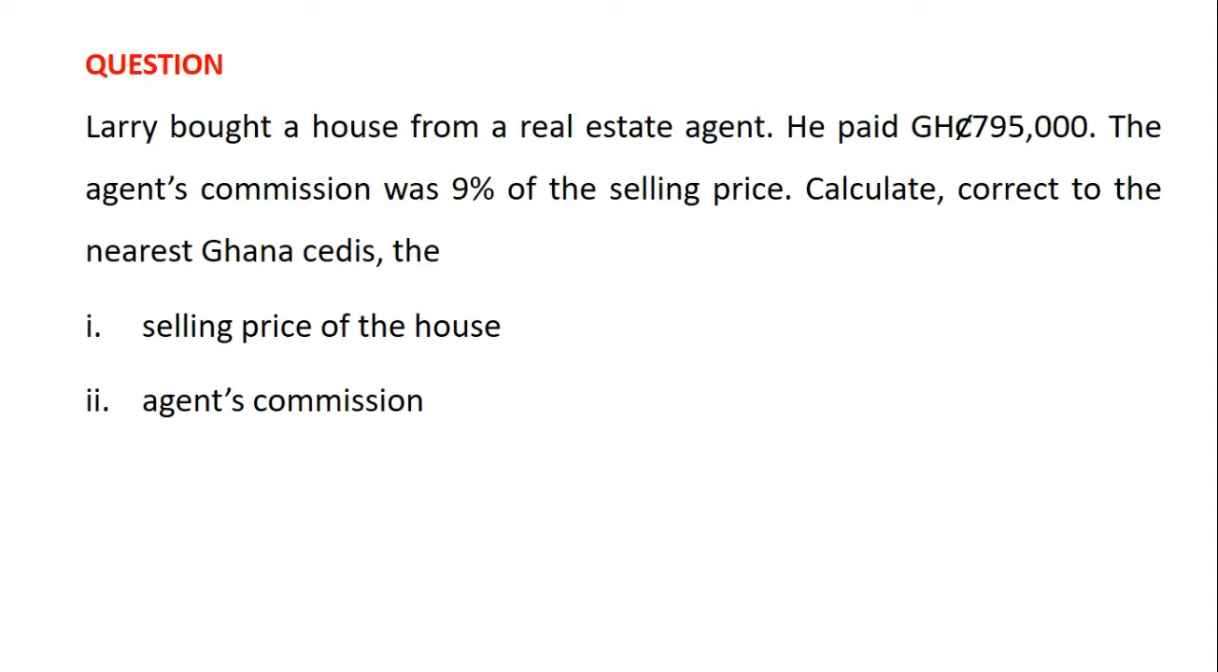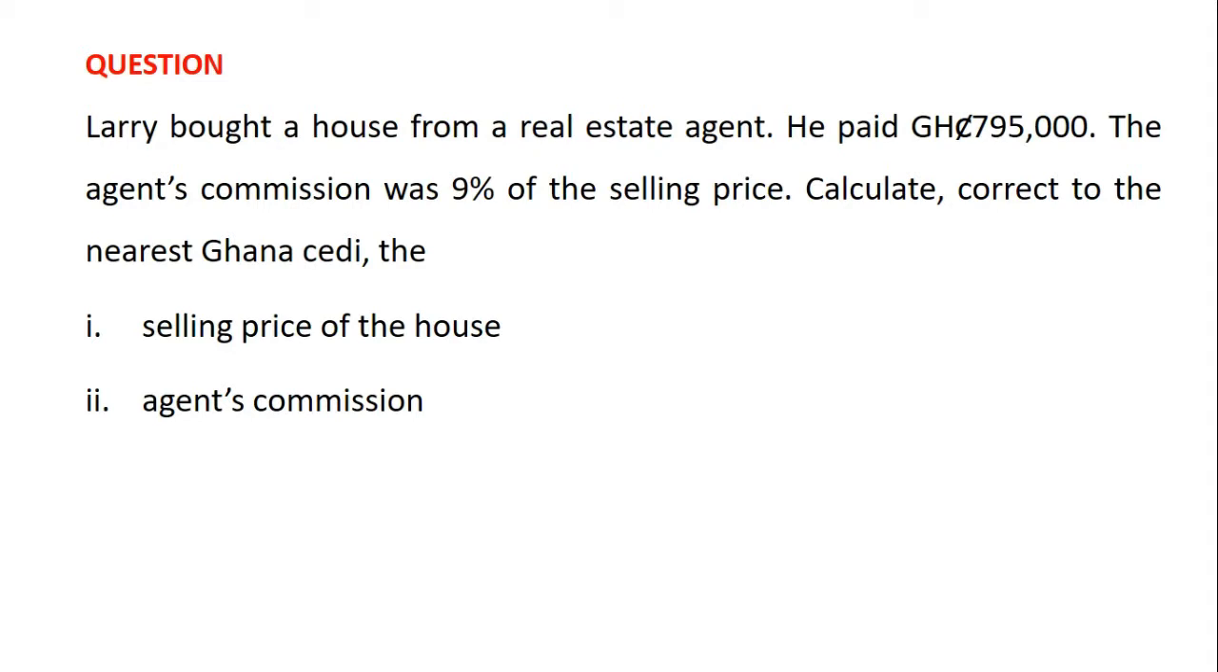The problem is Larry bought a house from a real estate agent. He paid 795,000 Ghana cedis. The agent's commission was 9% of the selling price. Calculate, correct to the nearest Ghana cedis: I. The selling price of the house. II. The agent's commission.